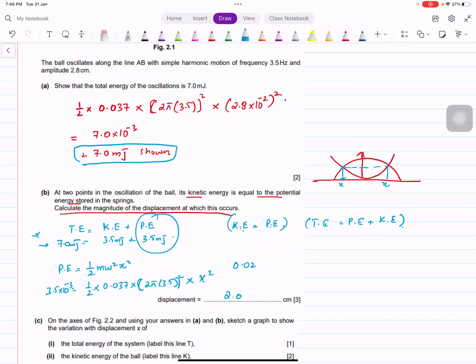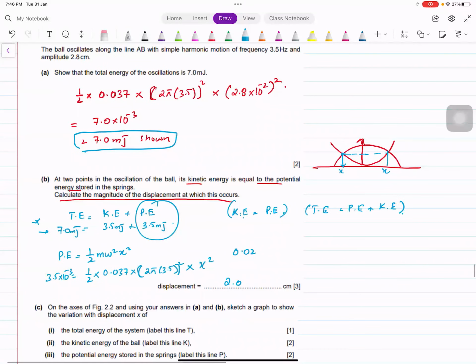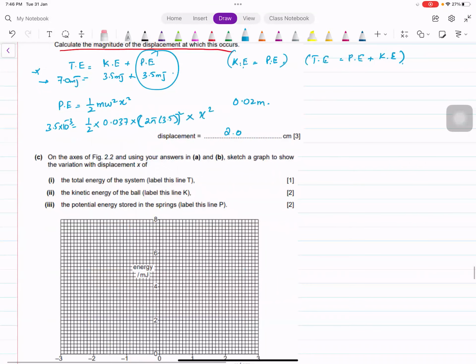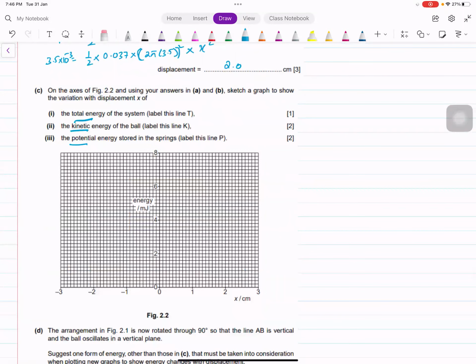Any questions now? So 0.02 was in meters. Obviously I took everything as SI, so this will be in meters. Okay. Then it says on the graph, sketch total energy, kinetic energy, potential energy. Easy, right? So what do you have?